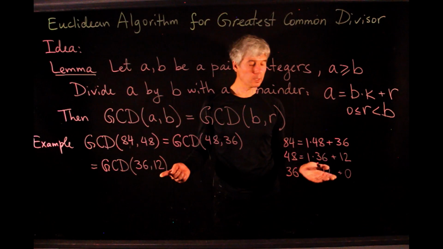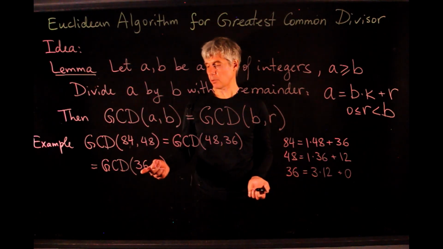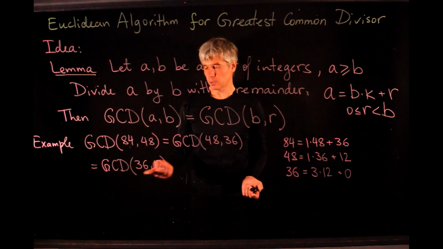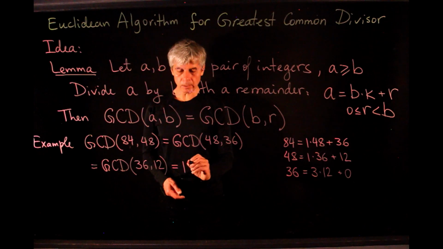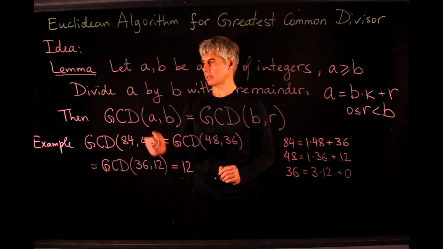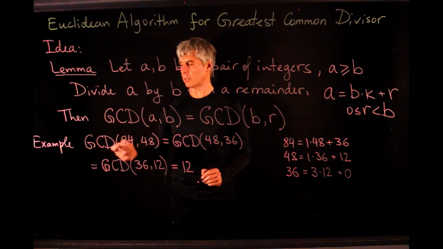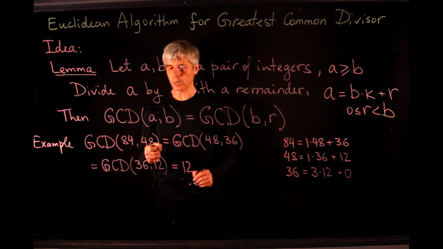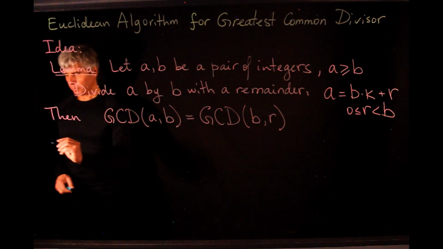And at this point, this algorithm will terminate, because now we've got that 36 is divisible by 12, so clearly the greatest common divisor of 36 and 12 is 12. And by this lemma, we go back and we conclude that the greatest common divisor of 84 and 48 is also 12. Let us give the proof of this lemma.